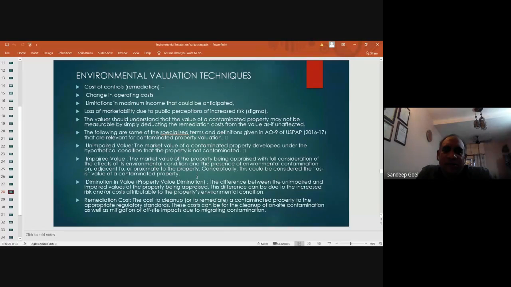Diminution in value is the difference between the unimpaired value and impaired value. What is diminution? Diminution means the difference in property value, or the amount it has got reduced by the pollution. Difference of what? Unimpaired value and impaired value. Unimpaired value is when the property is not contaminated. Impaired value is when it is contaminated. The difference of the two will give you the diminution in value. What is remediation cost? The cost to clean up a contaminated property to the appropriate regulatory standards is remediation cost.